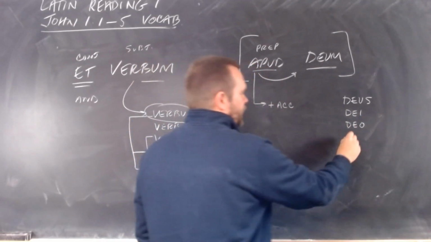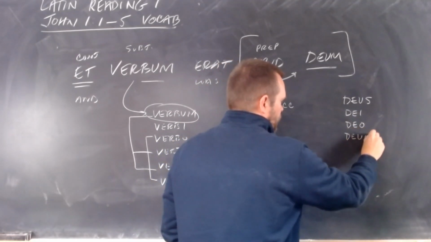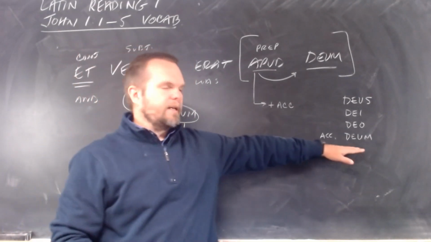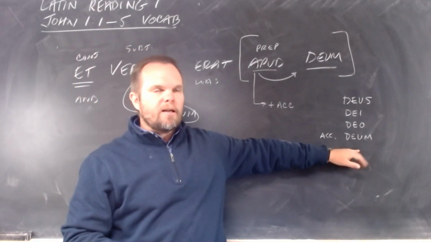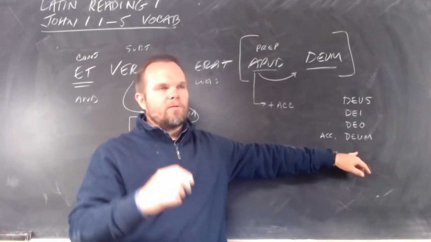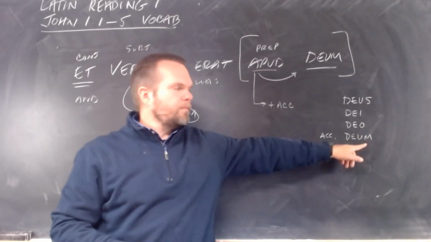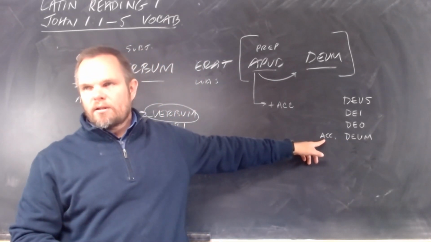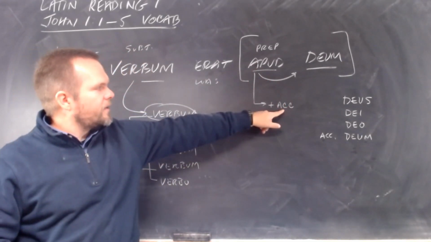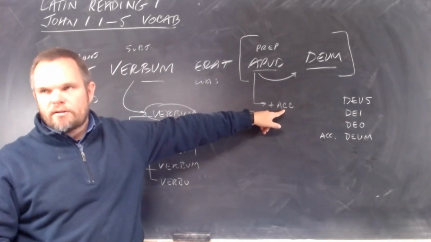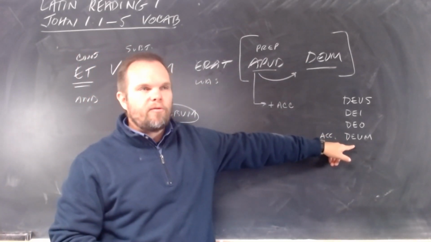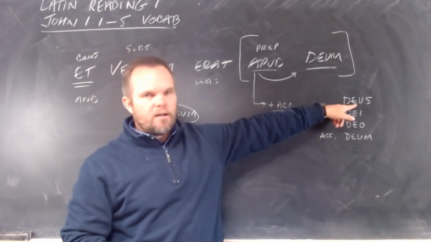The accusative form is deum. Pronounced deum, right? The accent is always... I just emphasize the ending sometimes because the endings change. Deum. But if you look at the ending, if you look at the case, it's accusative. If you look at this preposition, it requires an accusative. That's why this is deum, because that form is the accusative form of deus.